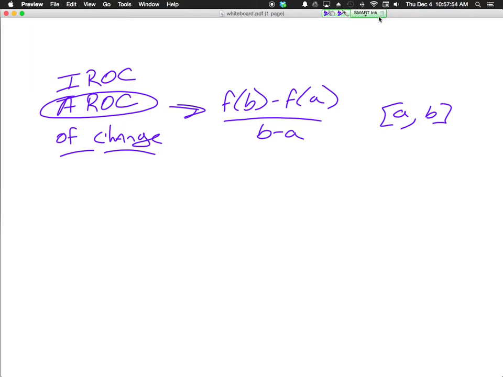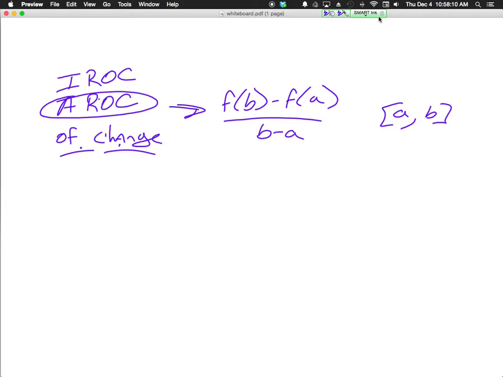Alright, so everybody good on IROC? What is IROC? Find the derivative, the instantaneous rate of change, and plug in. AROC? f of b minus f of a over b minus a. Correct. And the keywords are "of change." Okay?